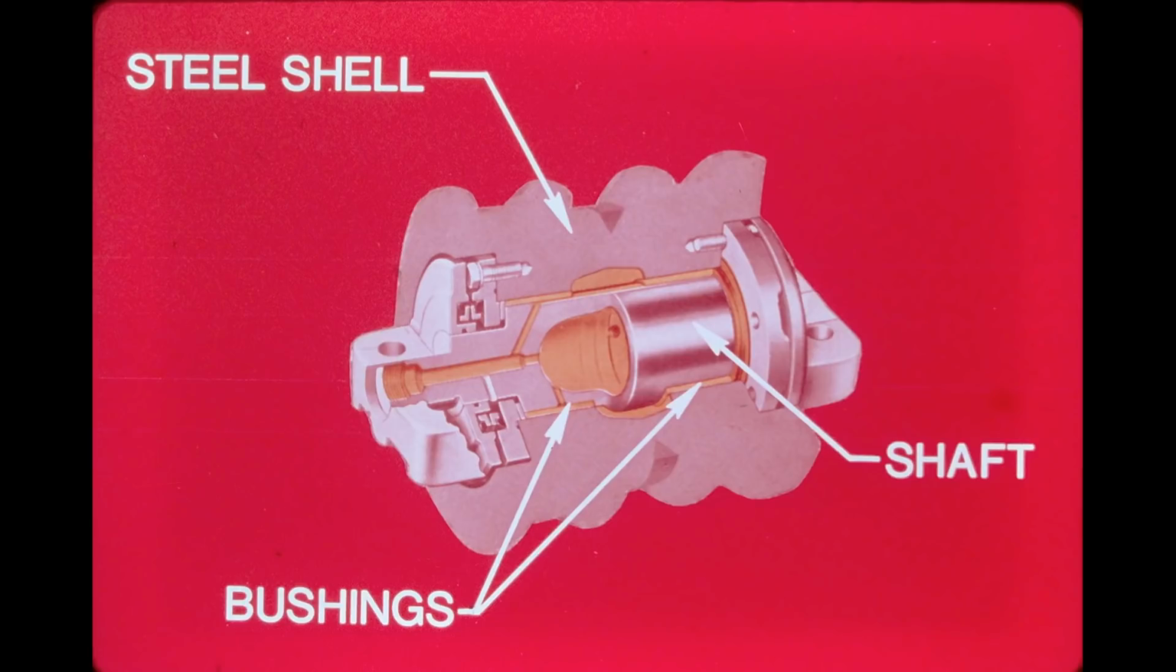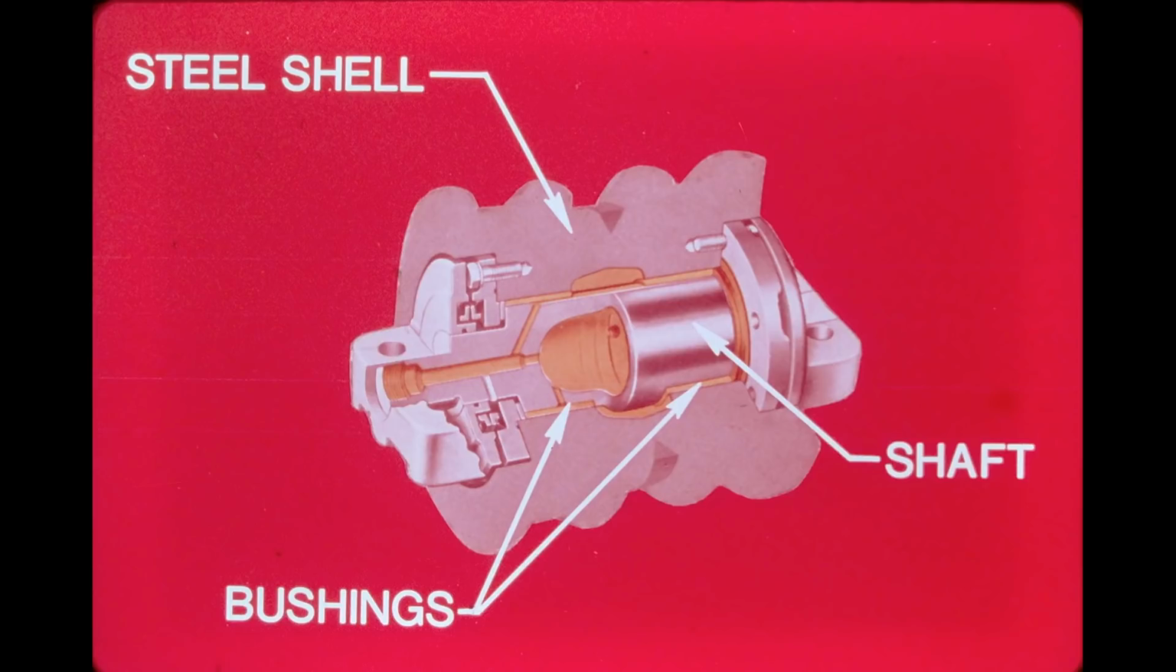Track rollers consist of a forged steel shell, which has bronze or aluminum bushings pressed into the inside diameter. These bushings center the shell on the hardened steel shaft. A thin film of oil separates the two components to ensure long life.